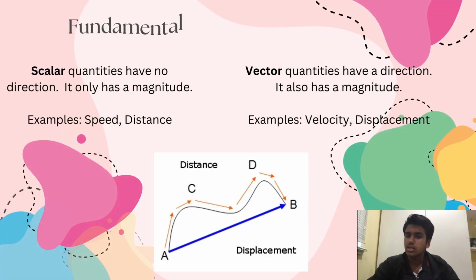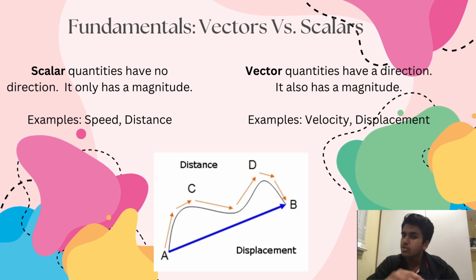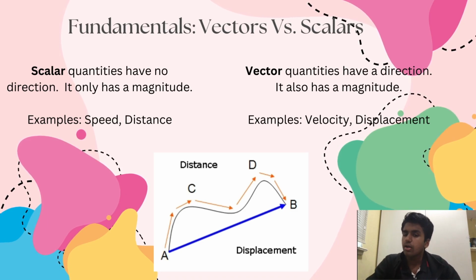So it begins with vectors and scalars. A vector quantity has both magnitude and direction, and some examples are velocity and displacement, while a scalar quantity does not have a direction, only a magnitude, and examples are speed and distance. So the key difference is that a scalar has no direction while a vector does have a direction.